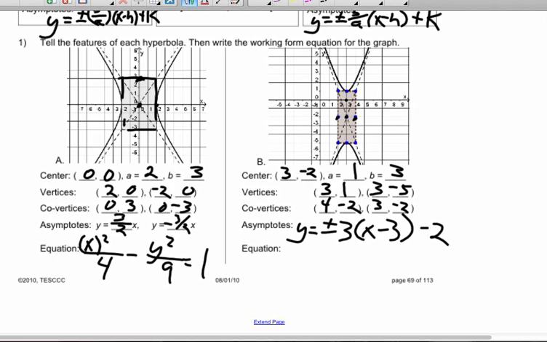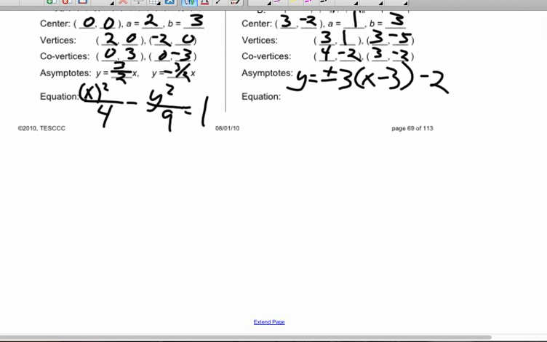And the equation we are going to get, because this opens up and down, and in the example they gave you where they put the x term first, I always like to write my y term first. So let's do our minus. Now everything is going to equal 1. My x term, so I'm going to have x minus 3 squared over a squared, which is 1. And then my y term is going to be my positive 1.